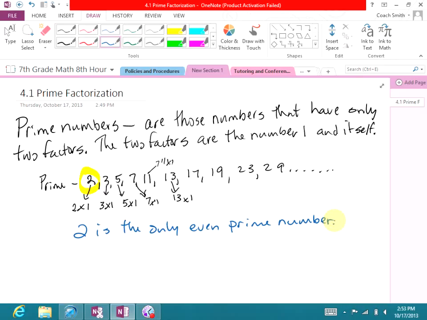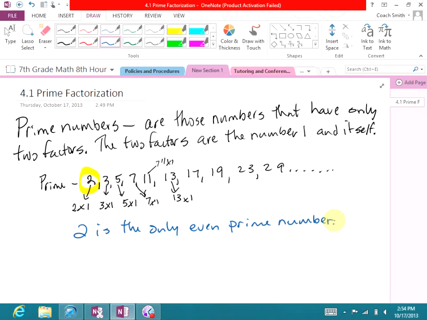The next even number is 6. 1, 2, 3, 6. So there's 4 factors, so it can't be prime. Okay, so prime numbers are those numbers that have exactly 2 factors. Now, the number 1 is not prime because it only has 1 factor. It's not going to be composite either. It's just 1. It doesn't really have a classification as far as prime and composite goes.